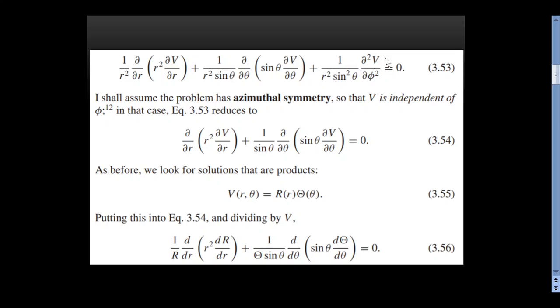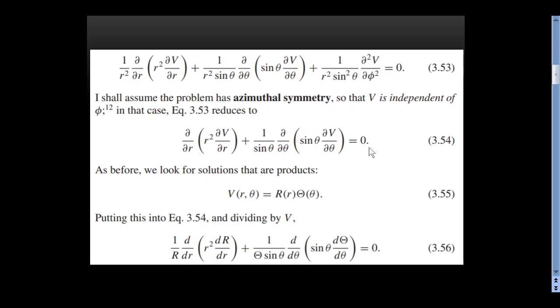The third term, del square V upon del phi square, is going to be 0, so this term is going to be cancelled out. Remains only the first two terms. And in the first two terms, 1 upon r square is common, so it can be taken out and multiplied to the other side, so that is also going to be cancelled out. Remaining without r square: del by del r of r square del V upon del r, plus 1 upon sin theta del by del theta of sin theta del V upon del theta, is equal to 0. This is your Laplace equation in a spherical coordinate system with azimuthal symmetry.